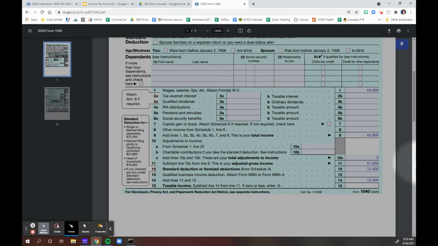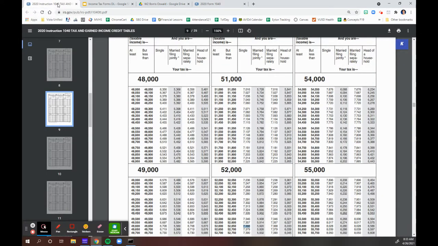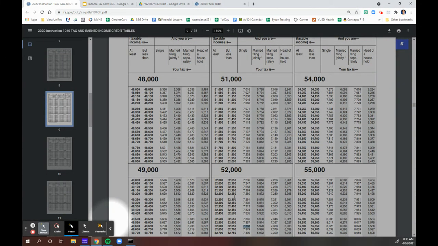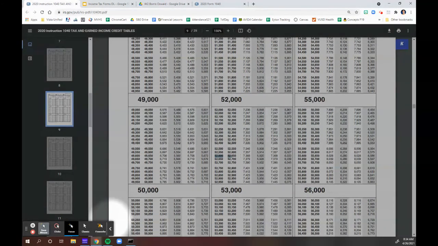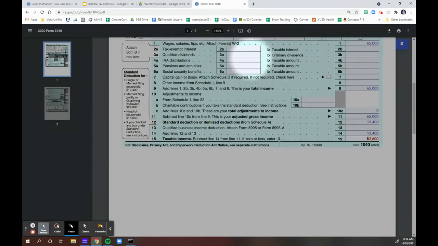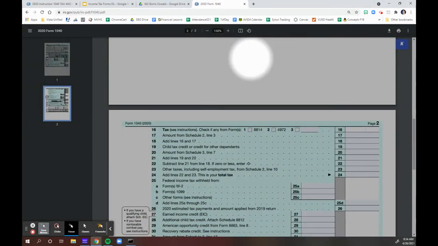And so on line 15, we're going to take $65,000 and subtract $12,400 to give us $52,600. Now, this is the number that we go to the tax tables to then look up. So going over to the tax tables, we would find where $52,000 is. We would go to 52,600, and since it is at least equal to, we have to go down to this line here and over to the single column. So his tax is $7,368. So going back to our 1040, that $7,368 is what goes on line 16.